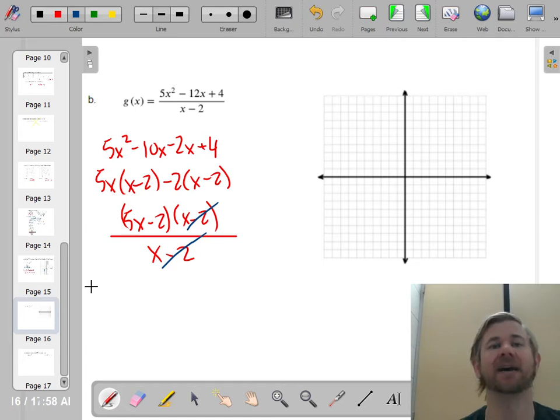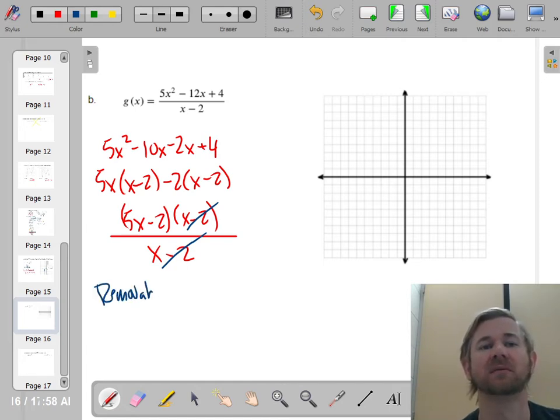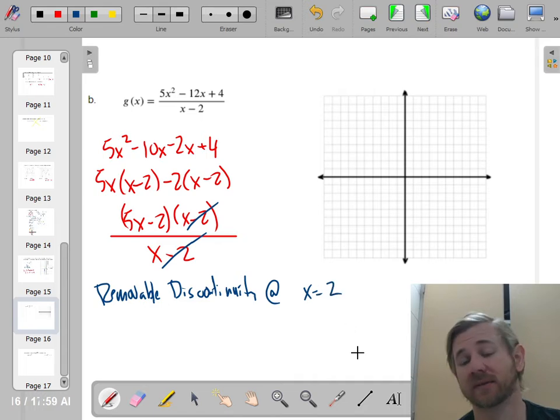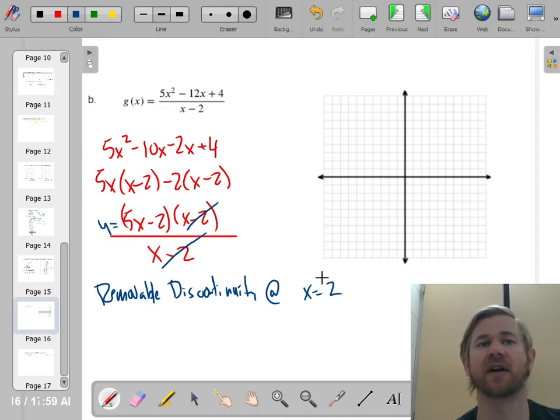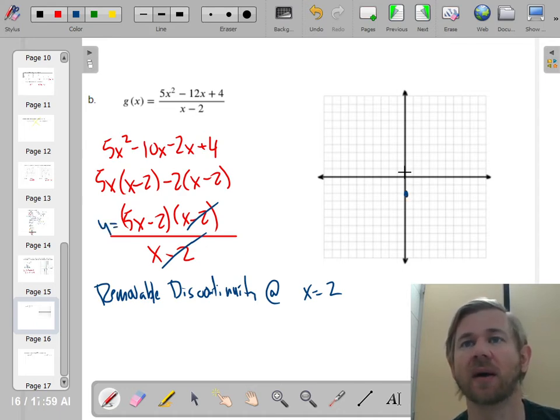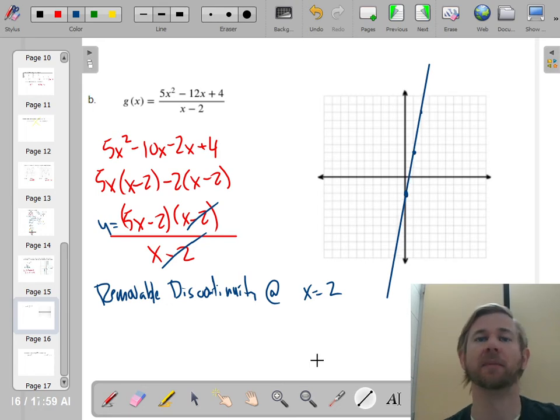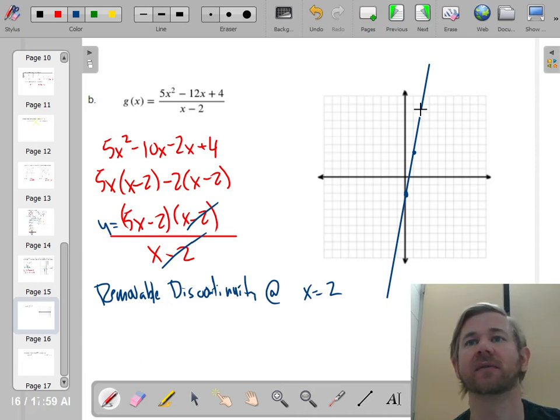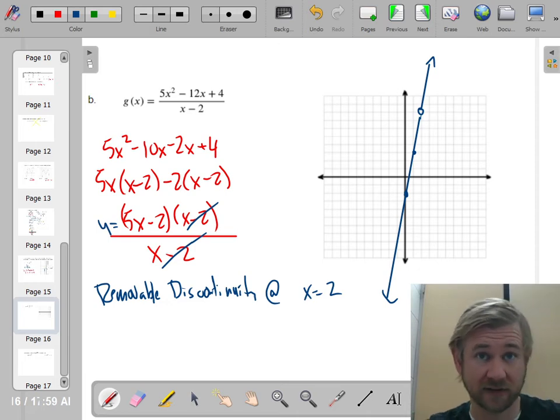which means I have a removable discontinuity at x equals 2. So that means there's a hole in the graph. Now, this is just a line. If you look at y equals 5x minus 2, you'd start at negative 2 and go up 5 over 1, up 5 over 1. 5x minus 2 is just a line with slope 5. But what's going to happen here is at x equals 2, that's going to be an open circle. So you need to make sure that it's very obvious in your graph you have an open circle at x equals 2.